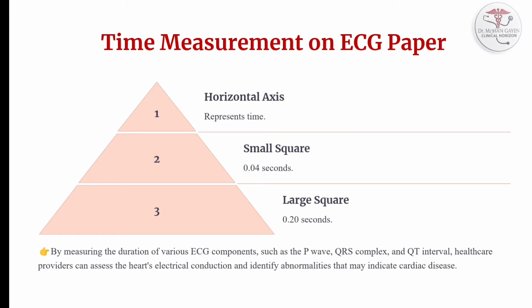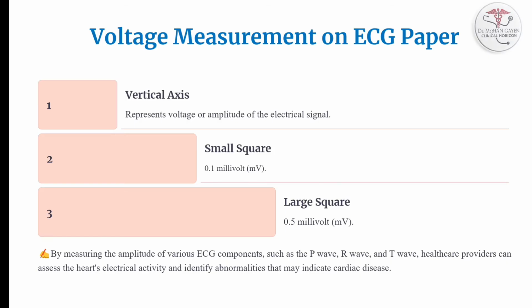ECG paper measurements. ECG paper consists of small squares that measure 0.04 seconds horizontally and 0.1 millivolts vertically, while large squares measure 0.20 seconds horizontally and 0.5 millivolts vertically. These measurements enable precise evaluation of ECG components like the P-wave, QRS complex, and T-wave, aiding in the diagnosis of arrhythmias, conduction delays, and ischemic changes.